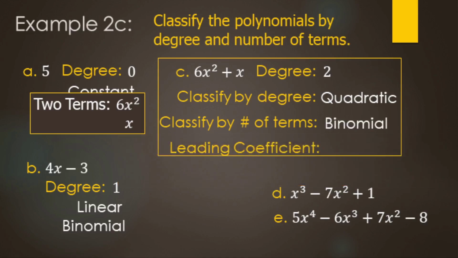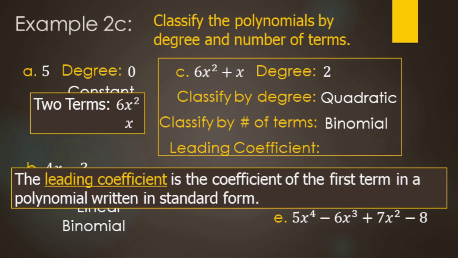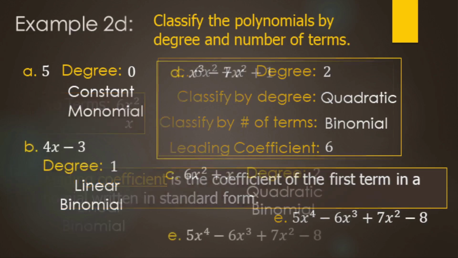And then what is the leading coefficient? Remember, your leading coefficient is the coefficient of the variable with the biggest exponent. So in this case, that's going to be a 6 there. So your leading coefficient is a 6. Remember, those leading coefficients are going to tell you a lot about how the graph behaves, how the polynomial behaves.